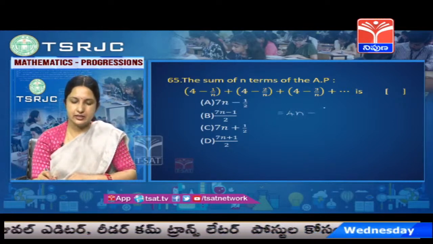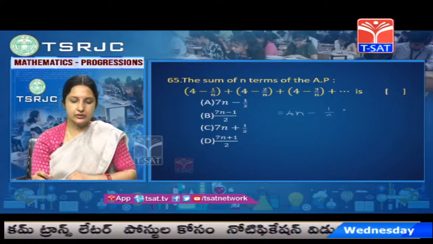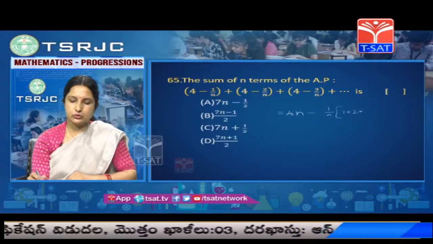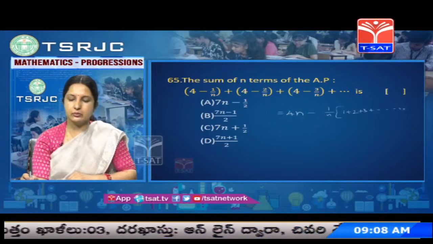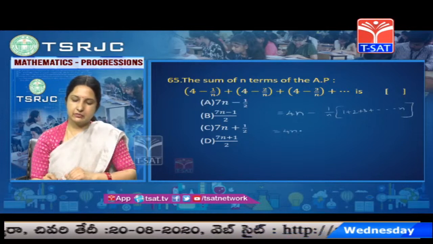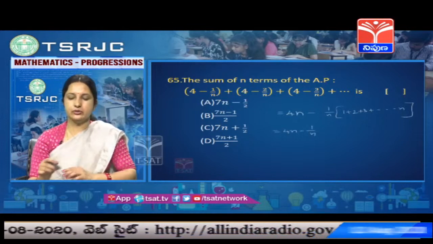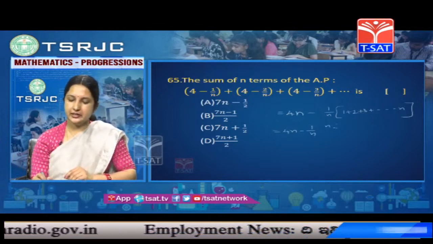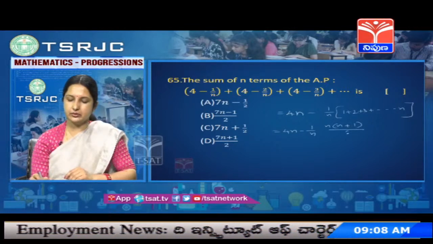Minus the next 1 by n, we may take common. Then what is there? 1 plus 2 plus 3 and so on. How many times is it there? N times it is there. So 4n minus 1 by n into the sum of n terms, which is n into n plus 1 by 2.